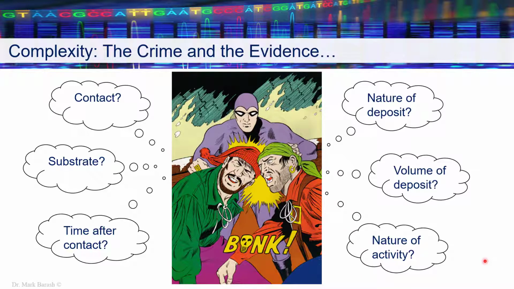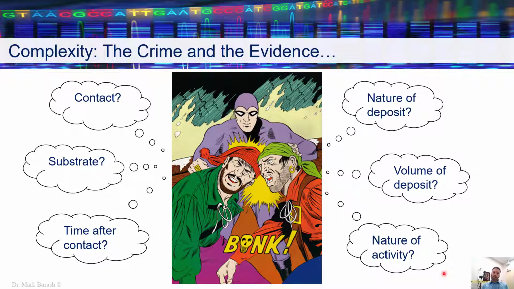What is the nature of the contact? How long ago did it take place? How long was the contact? What is the nature of the deposited trace? Is it blood or hair or fingerprints or gunshot residue? How much of that material was transferred through that contact? What is the nature of the substrate it was found on? Is it plastic, cotton, or skin? What sort of physical activity led to deposition of these traces? So these are the different questions that a forensic scientist can ask.